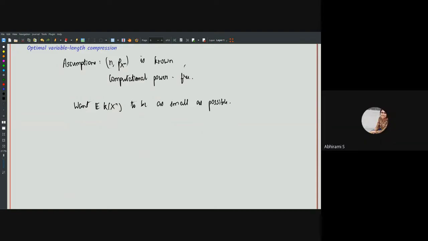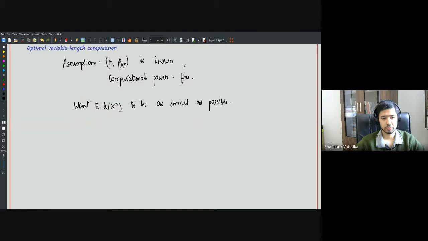So when we want the expectation of k of x, that is the length, to be small, then we will prefer a smaller number of bits for a highly probable sequence. Okay. Very good.